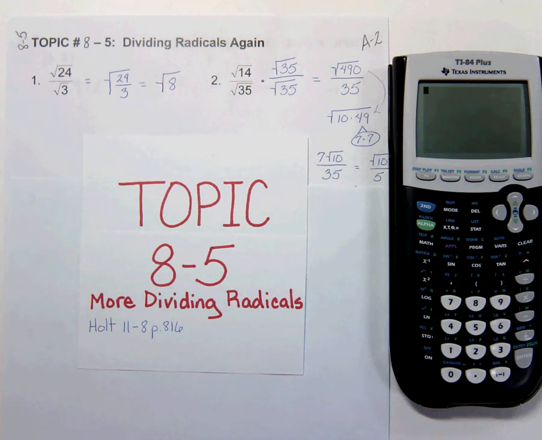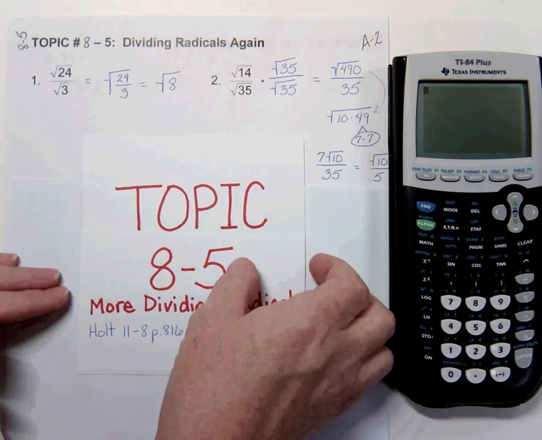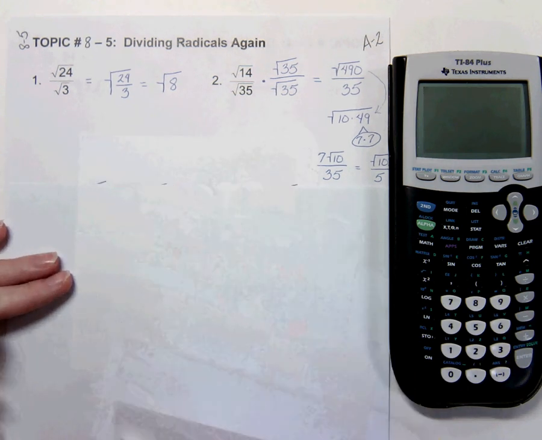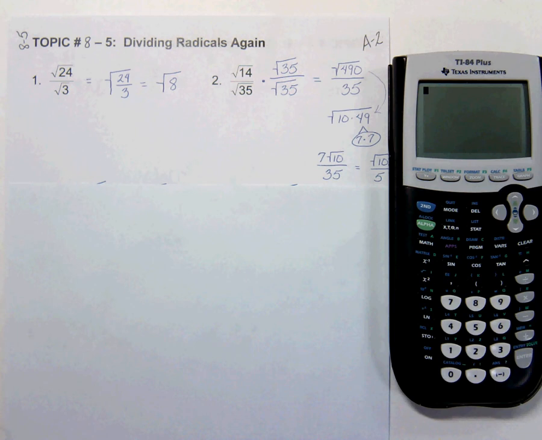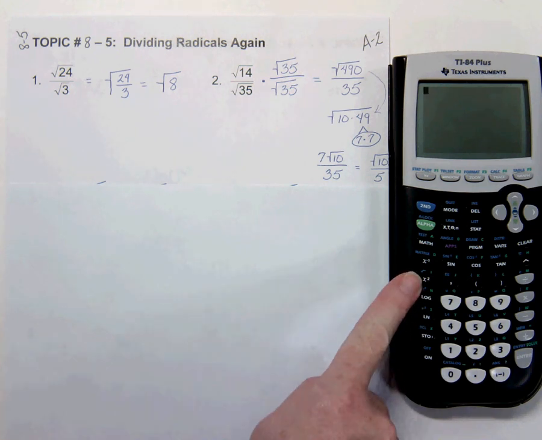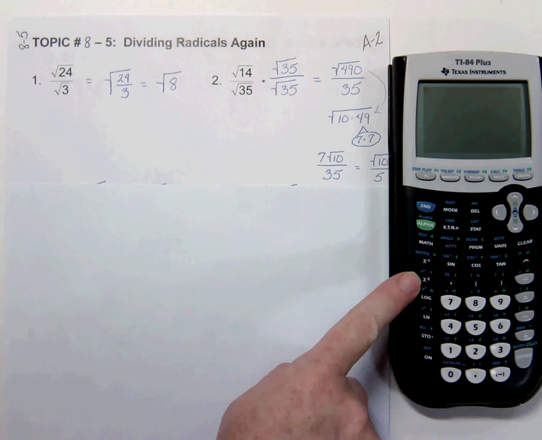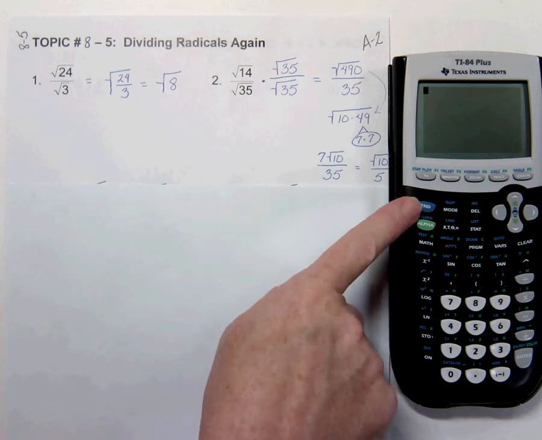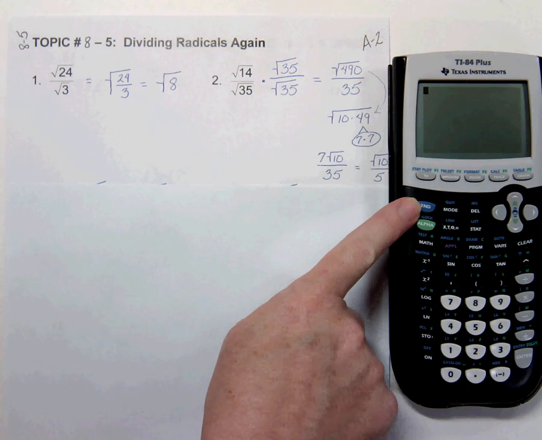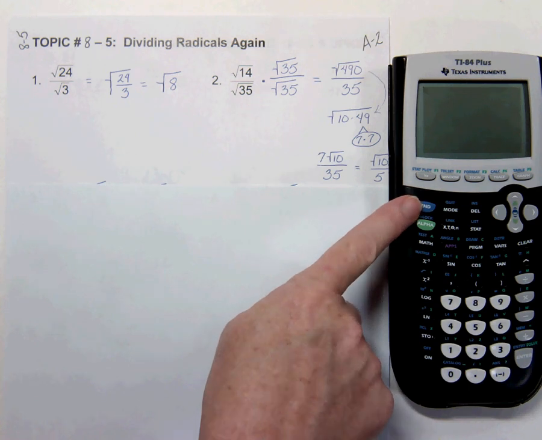Topic 8-5, more with dividing radicals. This can be referenced in our Holt textbook, Chapter 11, Section 8, starting on page 816. But I want to go over first, you'll want to grab a calculator to do these topic pages. It needs only to have a radical symbol on it, where this one is right here on the x squared. To access that radical, we hit the second button. On the TI-83s, that's a yellow button.